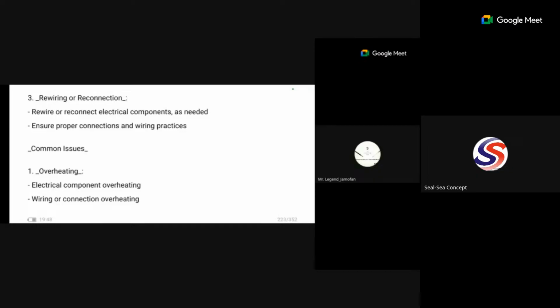Rewiring or reconnection. Before you rewire, before you reconnect, you need to check the wiring diagram. Hardly will you see most of our machineries or machines across industry that does not have a wiring diagram. So if you are not skillful in reading it, the trained electrical department workers must be able to read a wiring diagram. So it helps in troubleshooting.